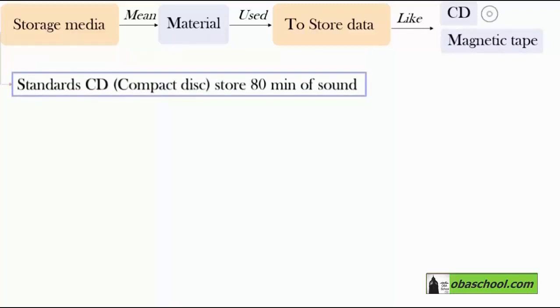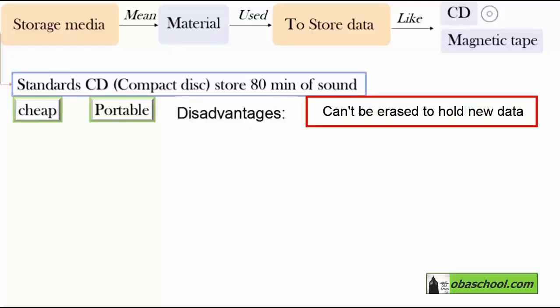Now let's talk about the standard CD, which is a compact disc that can store 80 minutes of sound. What are the advantages of the standard CD? Number one, it is cheap. Number two, portable. However, it does have a disadvantage, which is we cannot erase old data in order to hold new data inside the CD.